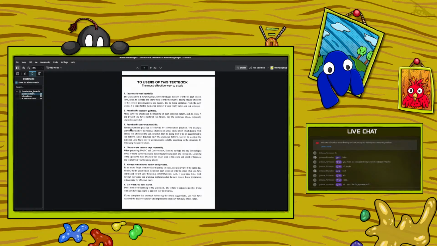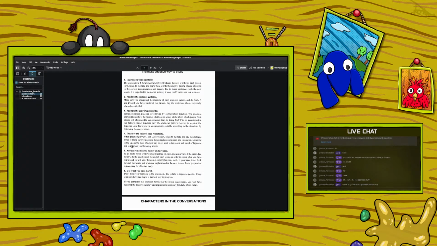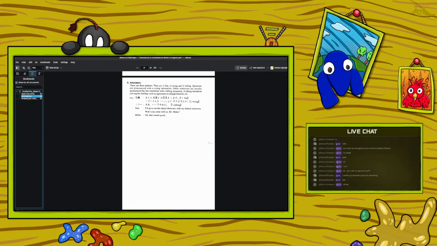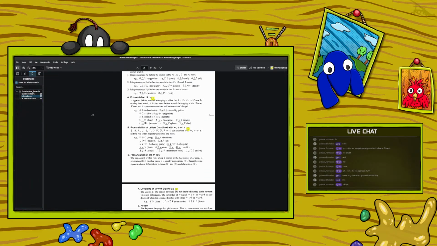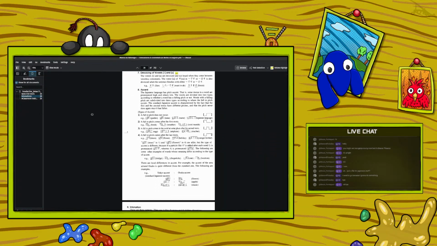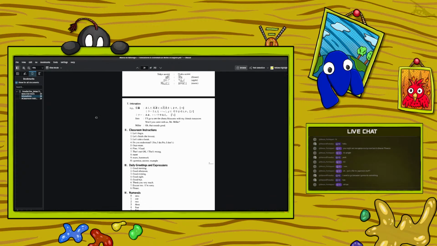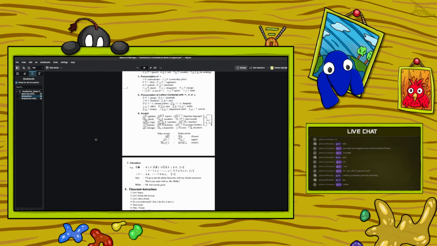Practice the sentence patterns, practice conversation drills, listen to the cassette tape, which I don't have, and always remember to review and prepare. I don't have that. I don't have a double way of doing it. So yes, there are some issues with it, but still, it's a great way to learn the basics. That's all I need. I need to learn the basics of the basics. And the more I do this, the better it gets.